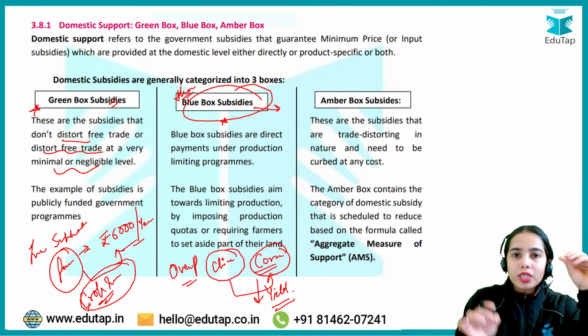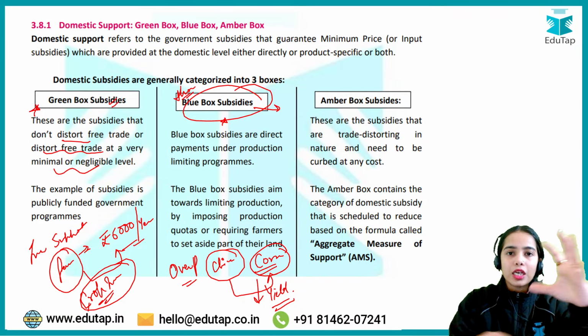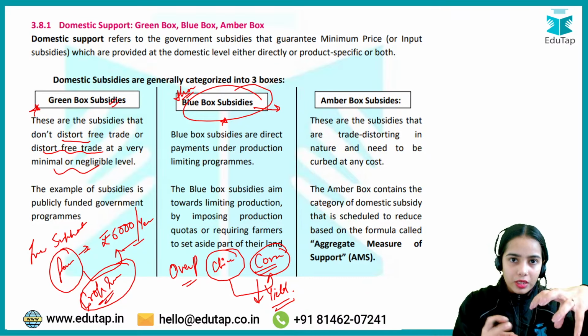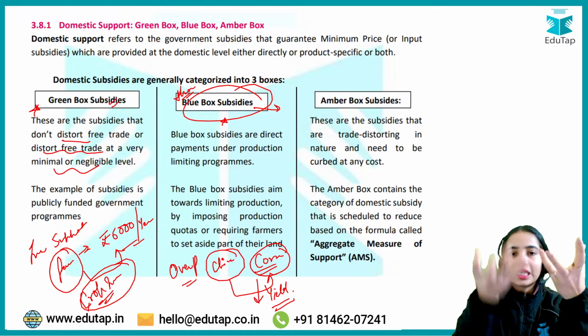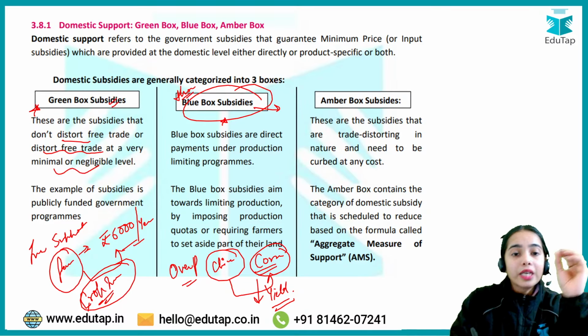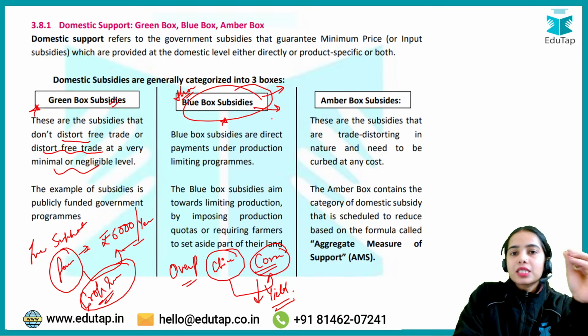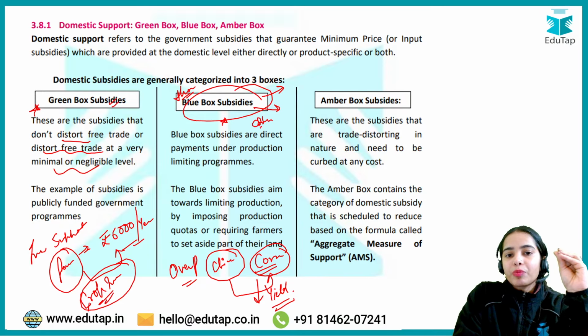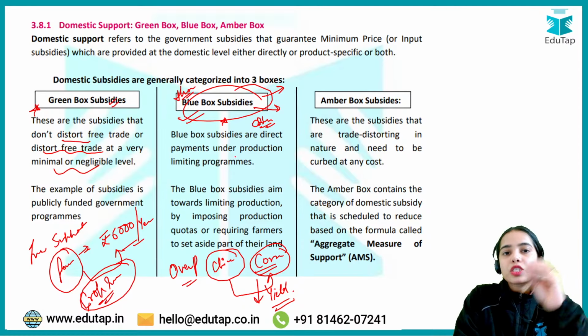So the blue box subsidies, you can understand, are decreasing the quantity of a product. They are decreasing the overproduction, and they are decreasing the production of corn. So they are trade distorting subsidies because they are distorting the quantity that is being produced in the market. But these blue box subsidies are allowed because they stop overproduction.